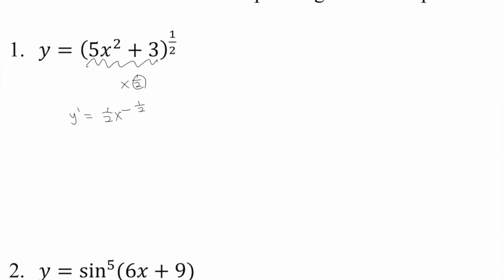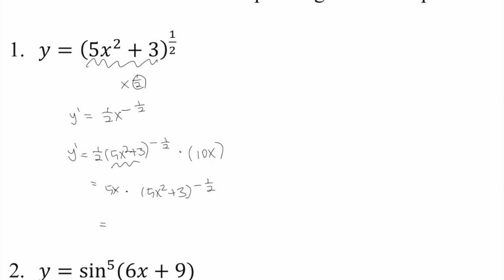But by using the chain rule, since we have a non-x inside, we need to use the chain rule. So y prime actually equals 1/2, same thing, times the whole function, 5x squared plus 3 to the power of negative 1/2. But then we still need to take the derivative of the inside and multiply it with the previous one. The derivative of 5x squared plus 3 is 10x. So 1/2 times 10x equals 5x, multiplied by 5x squared plus 3 to the power of negative 1/2.